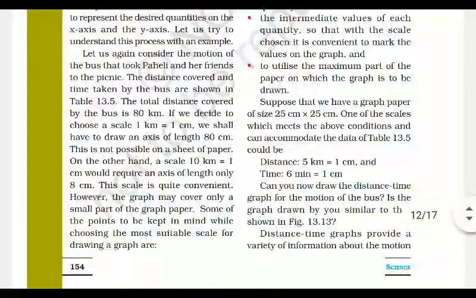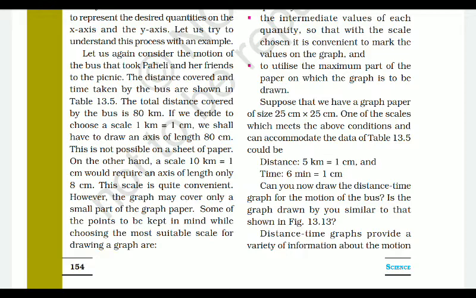Suppose we have graph paper of size 25 by 25 centimeters. One of the scales which meets the above conditions and can accommodate the data of table 13.5 could be distance 5 km equals 1 centimeter and time 6 minutes equals 1 centimeter. Can you draw the distance-time graph for the motion of the bus? Is the graph drawn by you similar to the one in the figure?